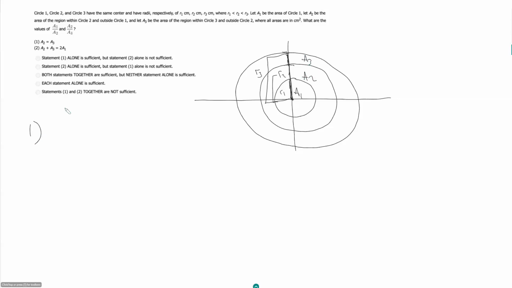So statement 1, now that we got this diagram, says A2 is equal to A3. Okay, so if A2 is equal to A3, then A2 over A3 is going to be equal to 1. So we got that. But for A1 over A2, is this going to help? We have no idea what A1 looks like. It can be a circle like this, but it could also be an even smaller circle like that. So we need to know something about A1, it seems. This will be insufficient.